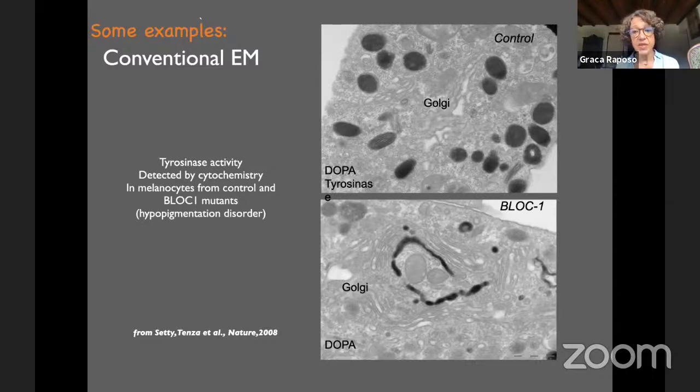melanocytes, in skin cells. And here you can see in the mutants how the enzyme is retained, in this case in the Golgi, because on the bottom we have a melanocyte that is mutant for a very important complex that is important for a proper pigmentation of these melanocytes. But you can see very nicely, just using this conventional EM, after doing the cytochemistry, you can see the differences and see how the activity of this enzyme is retained here, in this case, in the Trans-Golgi network.